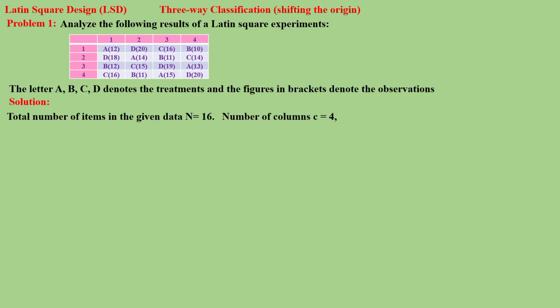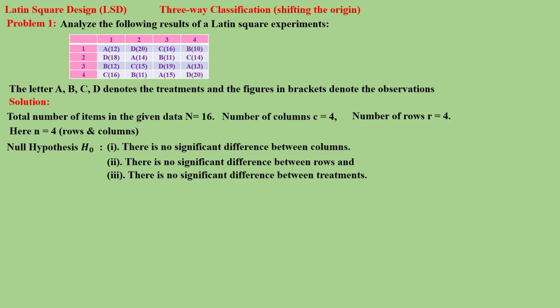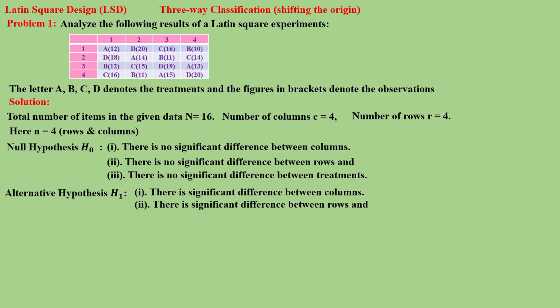So the number of rows and columns is equal to 4, that is n is equal to 4 here. Defining the null hypothesis: there is no significant difference between columns, there is no significant difference between rows, and there is no significant difference between the treatments. Treatments are the letters A, B, C, D. The alternative hypothesis: there is significant difference between columns, rows, and treatments or letters.